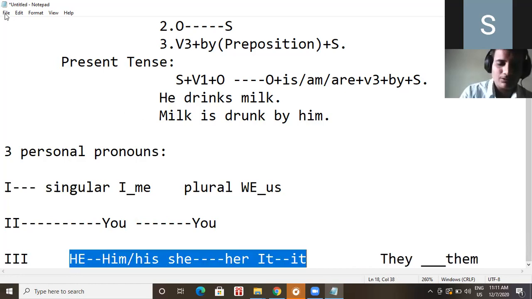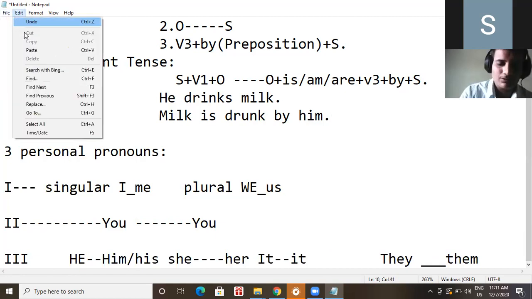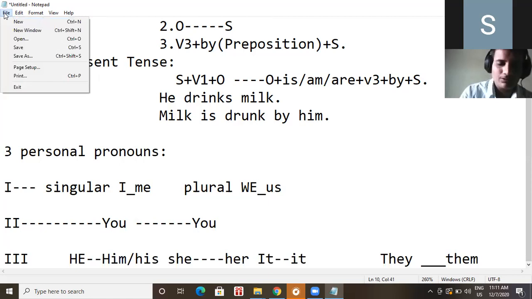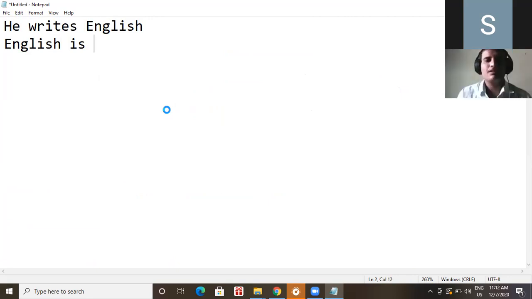This is one example in simple present. We have to see another example. He writes English. Answer: English, singular, is written. English is written by him.